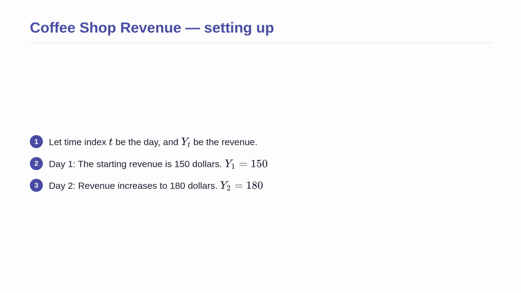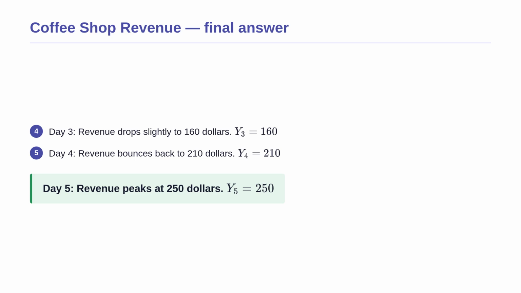For the second day, the time index moves forward to 2. The revenue increased, so y sub 2 is recorded as $180. Continuing with our sequence, on the third day, our time index becomes 3. The revenue dropped slightly compared to the second day, so we record y sub 3 as being equal to $160.